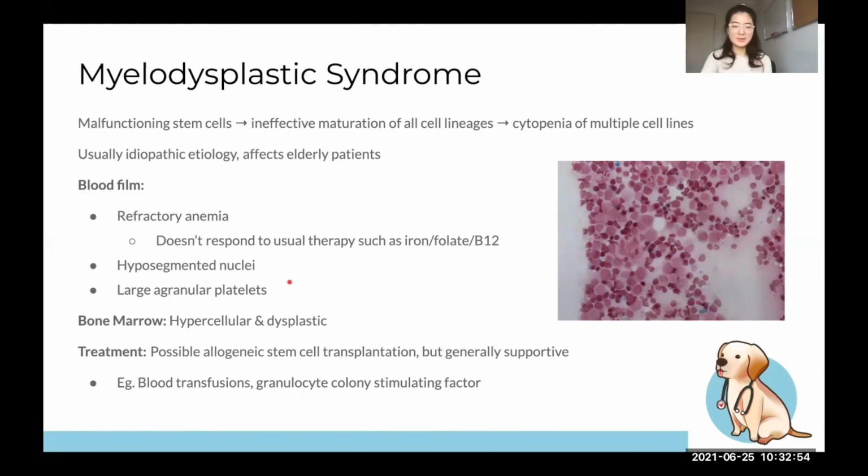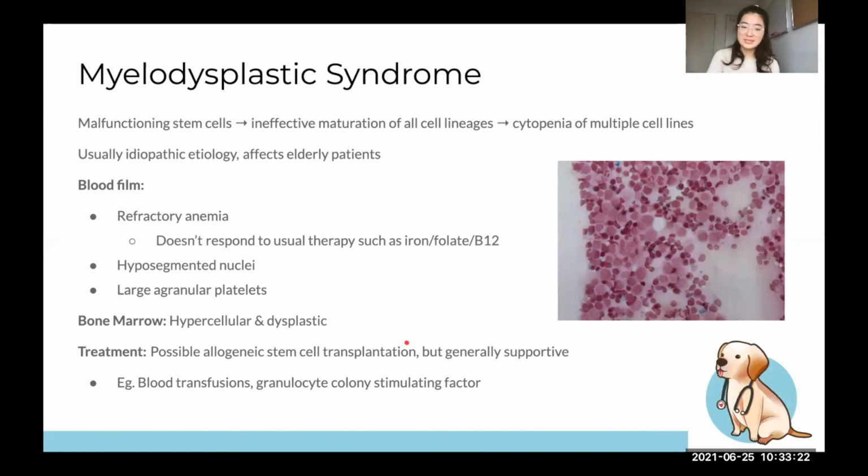You're going to see hypersegmented nuclei, large agranular platelets. These are just because they haven't had the chance to properly mature and they're just hanging around in your blood in their immature state. So in terms of what you'll see in a bone marrow aspiration, it's going to be hypercellular. You're going to have a lot of cells in there, but also they're going to be quite dysplastic. So they're not going to look the way they usually do.